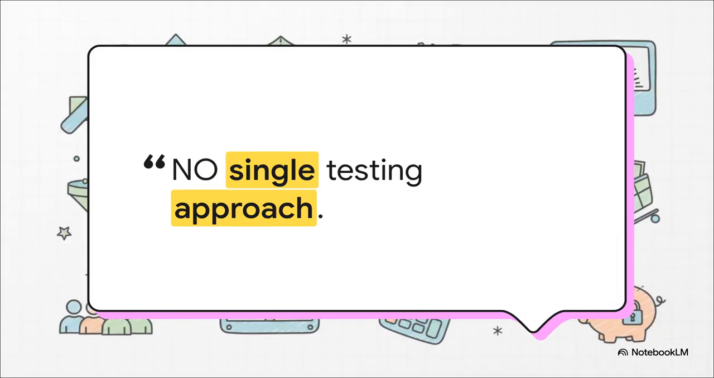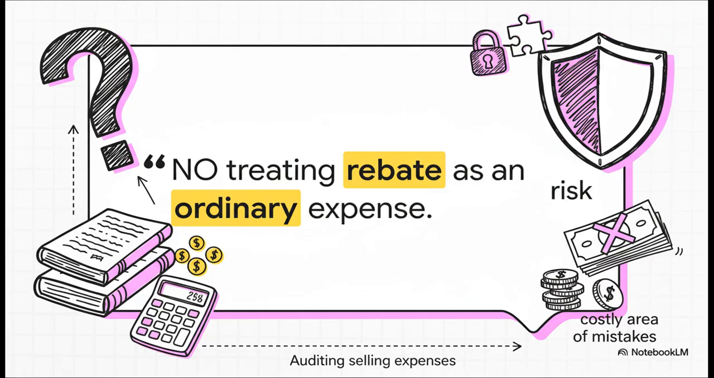Fourth, there is no one-size-fits-all testing approach. Commissions demand that you recalculate them based on a scheme. Marketing demands proof that something happened. Freight demands matching rates and volumes. Each one needs its own custom procedure. Number five, do not treat rebates like just any other expense. They carry a very high risk related to completeness, making sure those year-end accruals are correct. This is a really common and often costly area for mistakes.